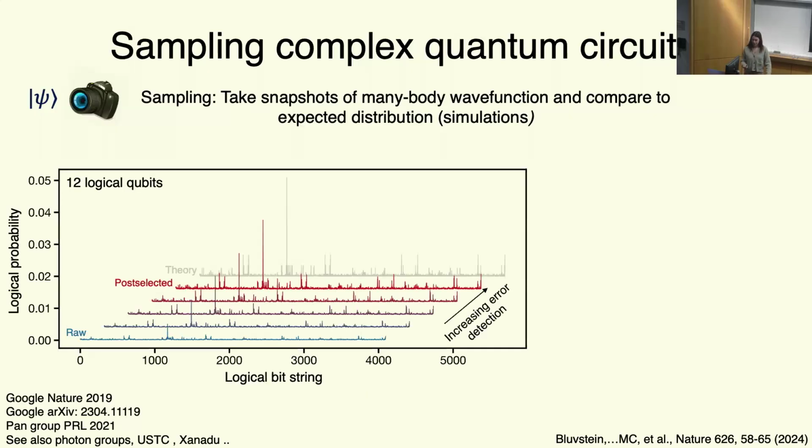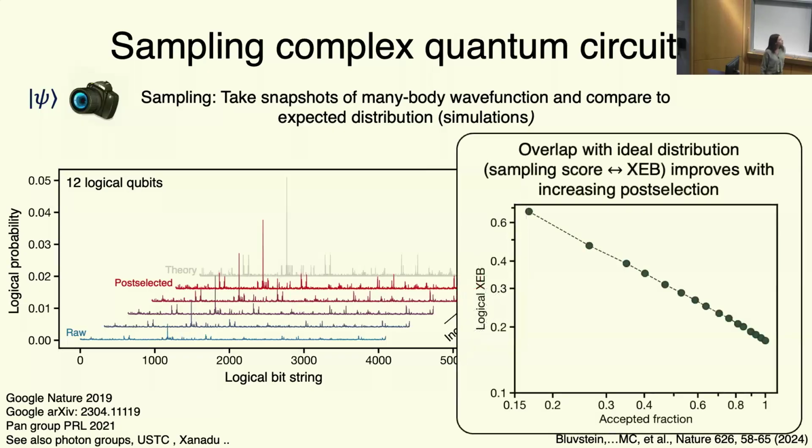So here is a plot showing the distribution of logical bit strings for 12 logical qubits. And what you can see if you look at this is if I start at my raw bit string distribution and then start using the error detecting capability in my code, I eventually better and better reproduce the ideal measurement distribution that I get from simulations. And so we can see that we can use this error detection in order to do a better and better job of sampling a very complex state in our Hilbert space.